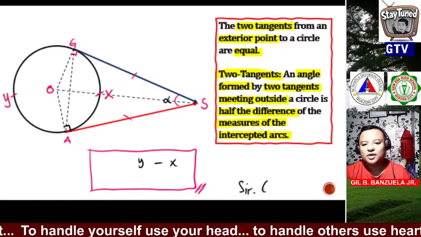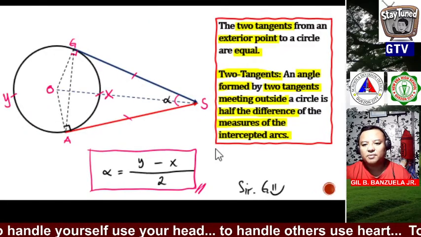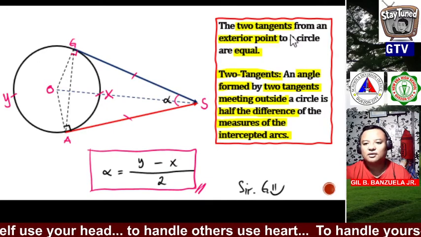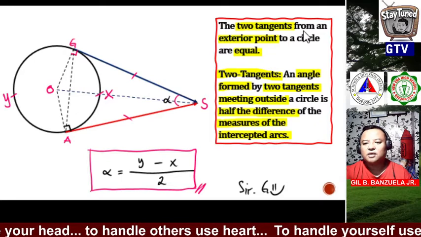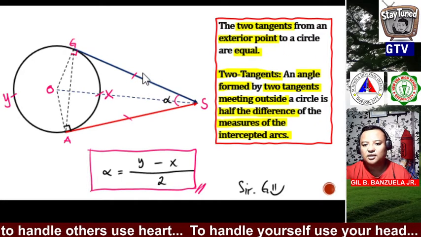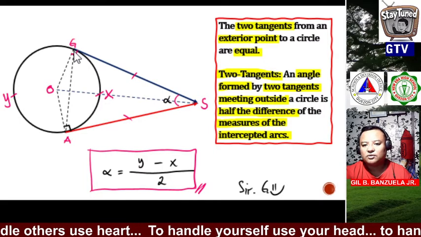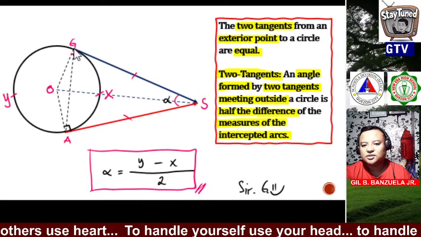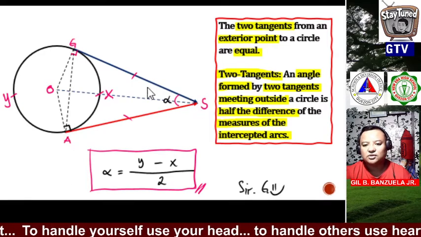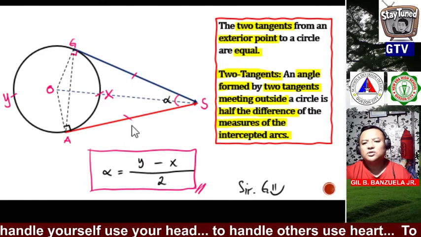Alright. So, another theorem ang pag-uusapan natin, guys. So, tawagin naman natin itong two tangents theorem. Ayan, no? So, the two tangents from an exterior point to a circle are equal. So, automatic daw, equal daw yung length nitong line segment or tangent line GS and tangent line AS. So, equal yan. Automatic, no? So, ano ibig sabihin yan?